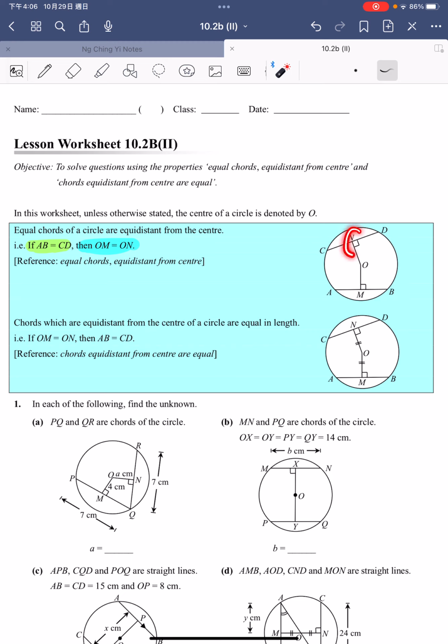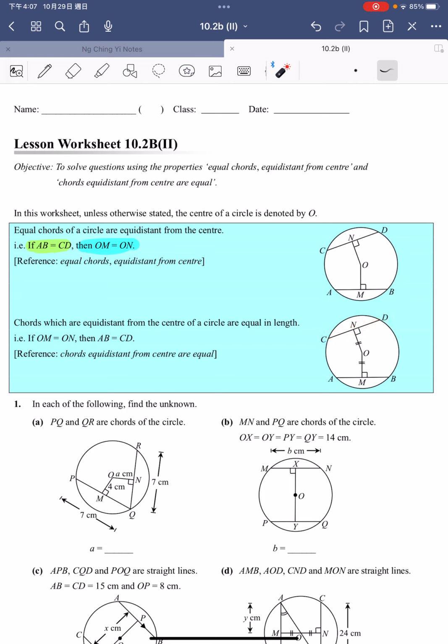Bear in mind that there's a right angle there, because that's the shortest distance from the chord to the center. For the second one, we have chords equidistant from the center are equal. You can separate these two. If the distances from the center to the chords are equal, these two lines are equal, then we can say that these two chords are equal as well.